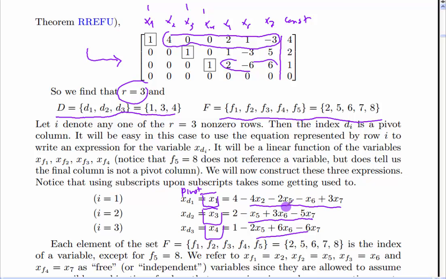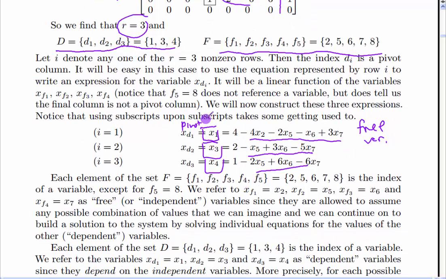Now, notice that these variables here are all pivot variables. And notice that these variables here are all free variables. They're all variables that correspond to this set F. x2 corresponds to this index 2. x5 corresponds to the 5, etc. So what have we done? We've expressed the pivot variables in terms of the free variables. Another way of calling pivot variables is dependent variables, and another way of talking about free variables is independent variables. So the values of these pivot variables depend on the values of the free variables.